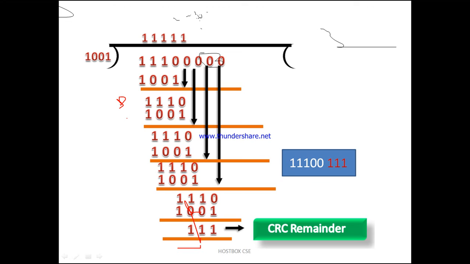Question we are getting 1 1 1 1 1 and so on. So it is the fifth time doing. So what's the answer now? Again I will get the answer of 1 1 1. So this is the CRC remainder. What I am getting finally, that is the sender side CRC remainder.